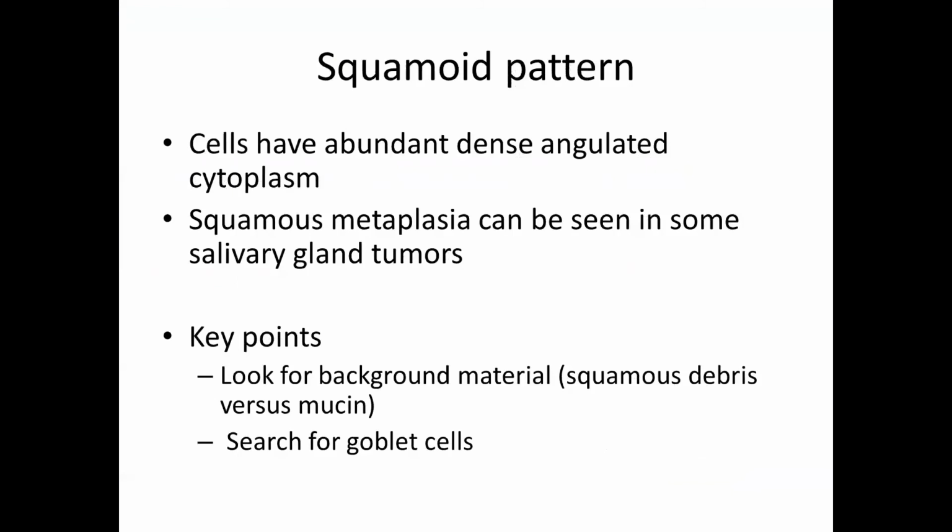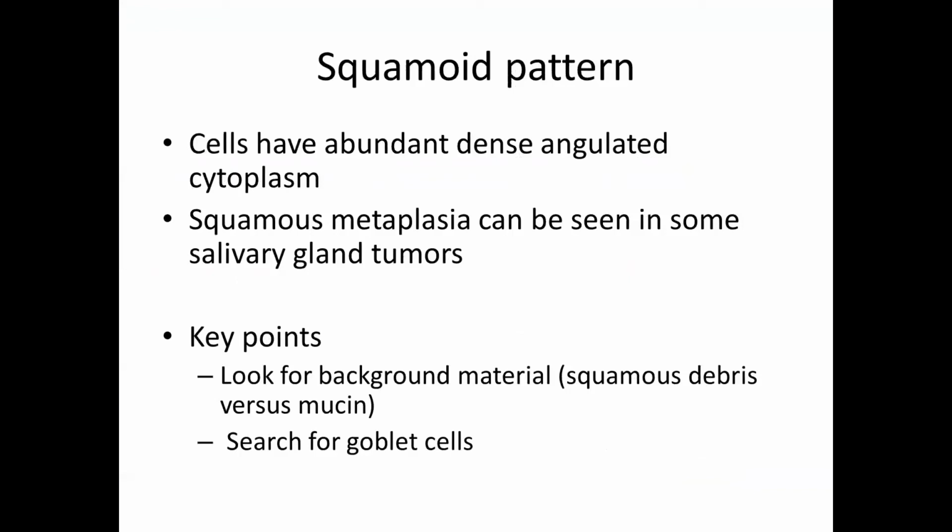Next pattern we'll discuss is the squamoid pattern. Tumors in the squamoid pattern are comprised of cells that, again, have dense angulated cytoplasm. They look either like squamous cells or else like squamous metaplastic cells that you might see in the pap. Also note that squamous metaplasia can be seen in some salivary gland tumors.